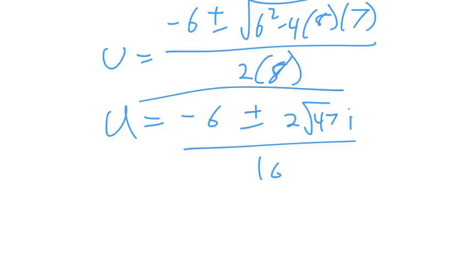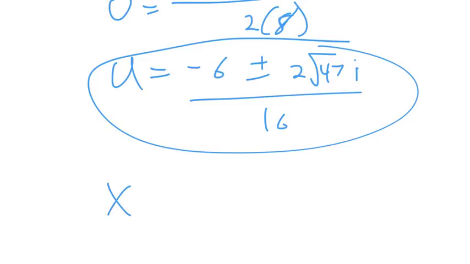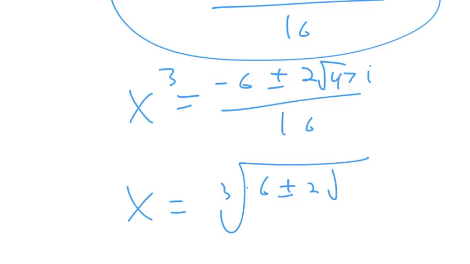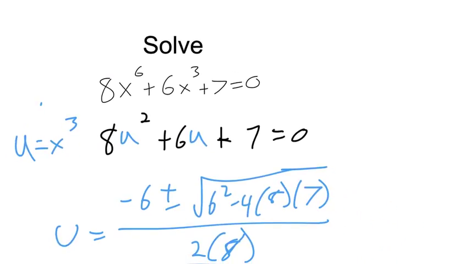So when you use the quadratic formula to get this for a solution, you just have to remember that you were trying to solve for x, not for u. So it's x to the third equals all this stuff. And this is getting pretty brutal because you have to take the cube root of both sides. So it's the cube root of negative 6 plus or minus 2 square roots of 47i over 16. That gets a little bit more complicated too. So I have a feeling that if you're looking for a video for this type of problem, it won't be this complex.